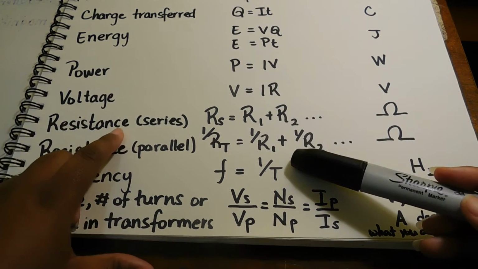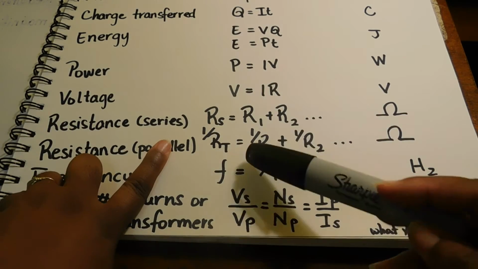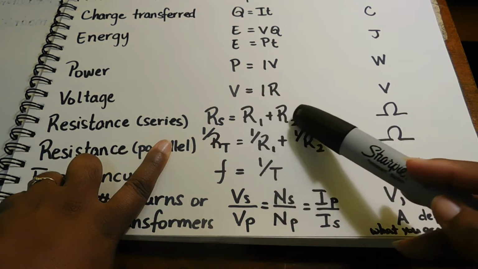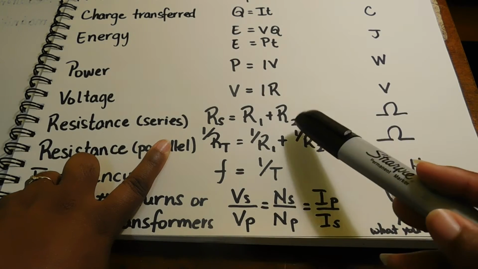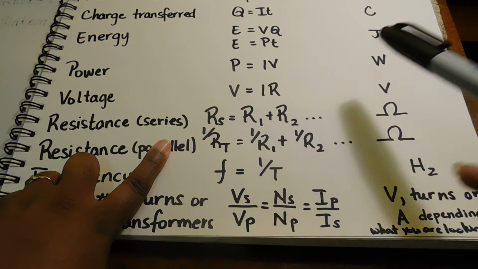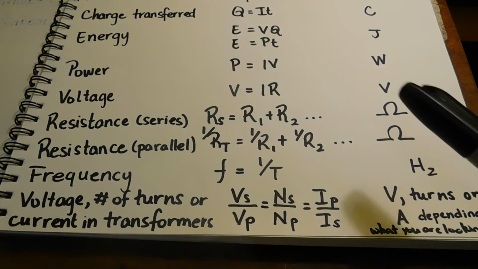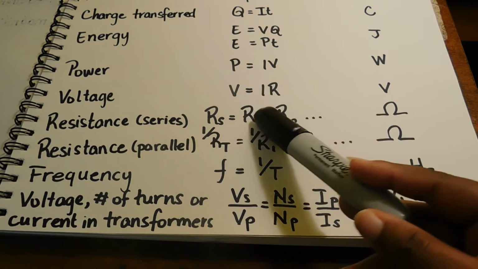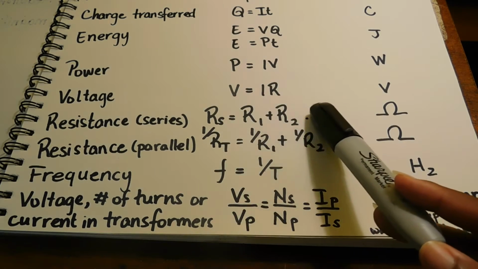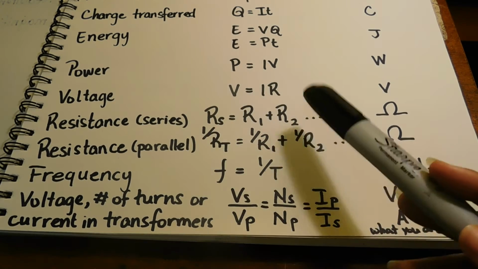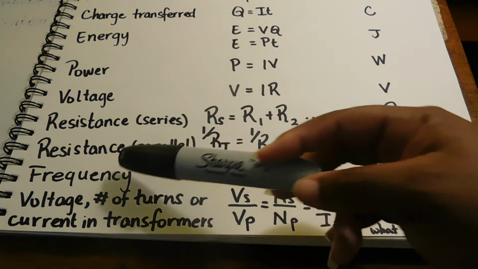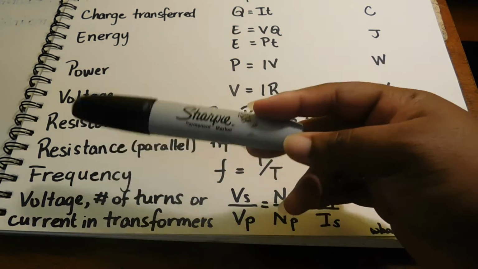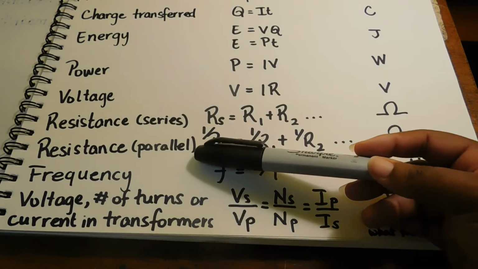Now, resistance in series is easy. You just add all the resistances together, and it can be more than 2 resistors. That's why we have the dots there. You can have 6 resistors, you can have 7 resistors, and you would just add all of them once they're in a series circuit, meaning that they're running one behind the other. And the unit for resistance is ohms.